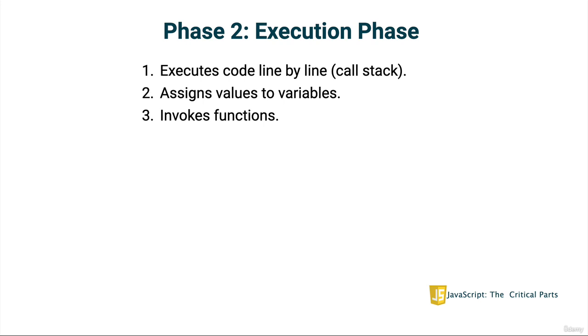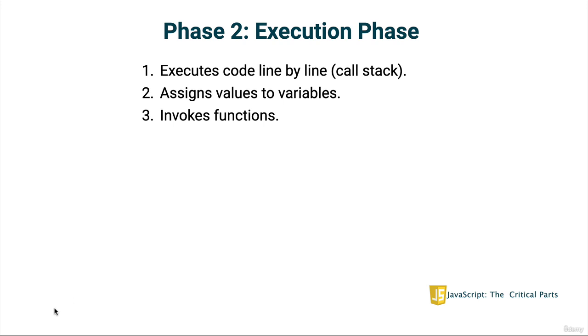Now, one last note here. When a function is invoked, it creates a new execution context. So we've been talking about the global execution context. That's the environment that our first bit of code runs in. Anything in the global environment. But when a function is invoked, it creates its own execution context, which we will talk about.